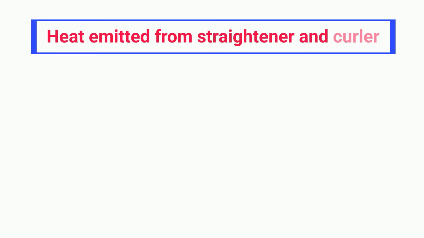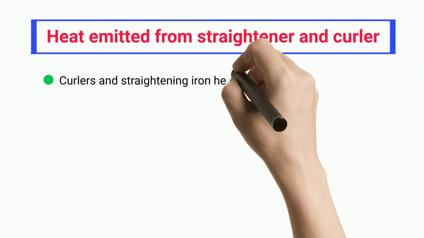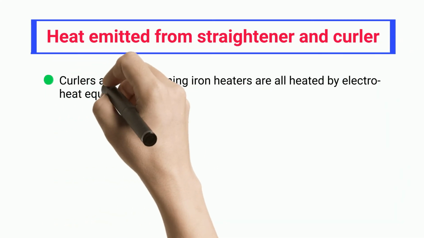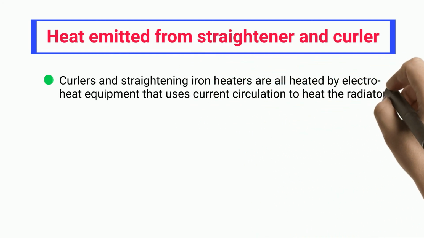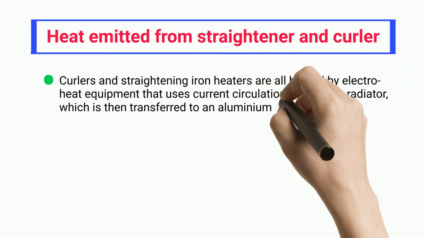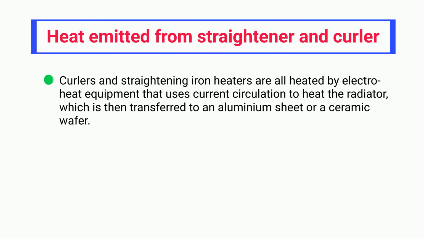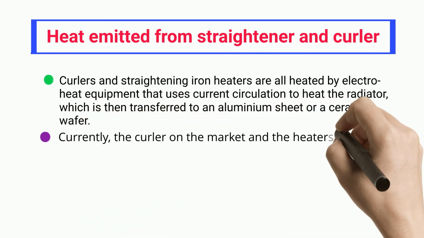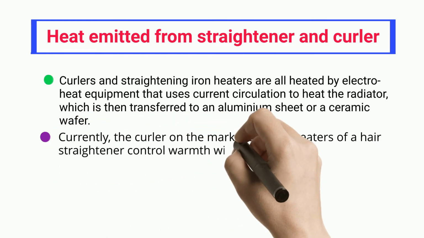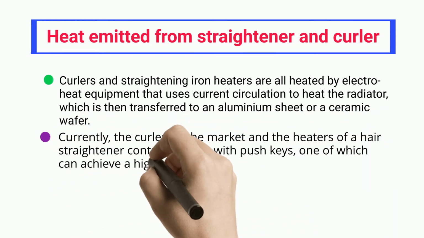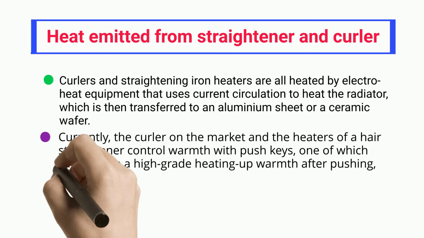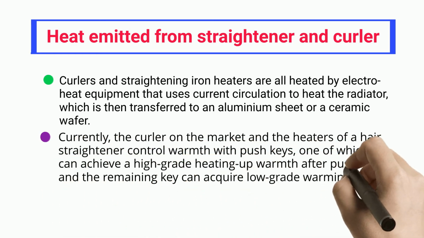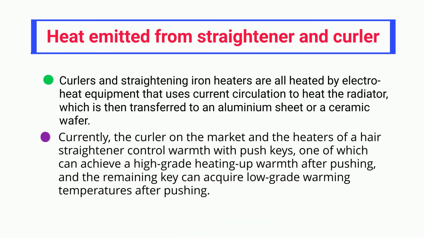Heat emitted from straightener and curler. Curlers and straightening iron heaters are all heated by electroheat equipment that uses current circulation to heat the radiator, which is then transferred to an aluminum sheet or a ceramic wafer. Currently, the curler on the market and the heaters of a hair straightener control warmth with push keys, one of which can achieve a high-grade heating temperature after pushing, and the remaining key can acquire low-grade warming temperatures after pushing.